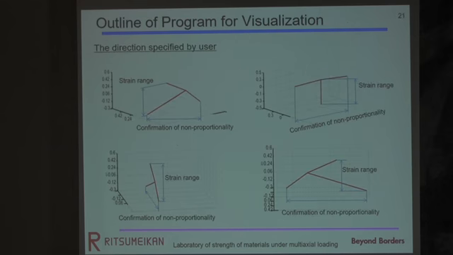And the other one is a reference axis in a direction defined by the user. The user can define the reference axis like this. And a designer can see the loading path in 3D coordinates.